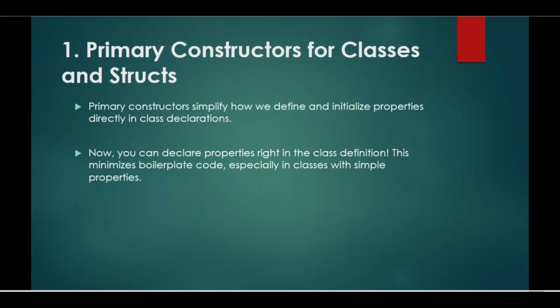First feature is the primary constructor for classes and structures. So what exactly is this? A primary constructor simplifies how we define and initialize properties directly in class declarations. So now we can declare properties right in the class definition. This minimizes boilerplate code, especially in classes with simple properties. So we will take one example in Visual Studio Code, to see how it is useful for us, how it was before the C Sharp 12 feature, and how we can use it in C Sharp 12. So we will see that in one example.